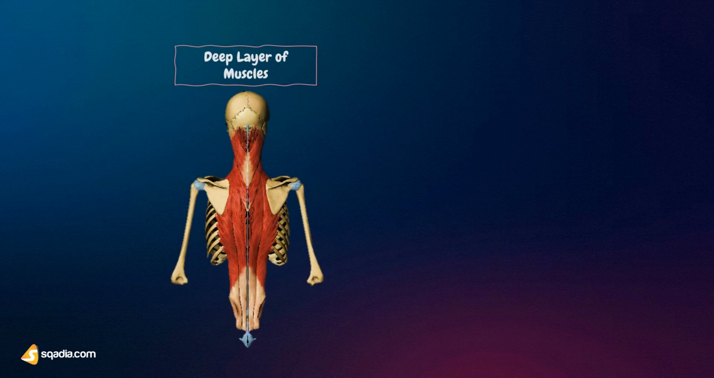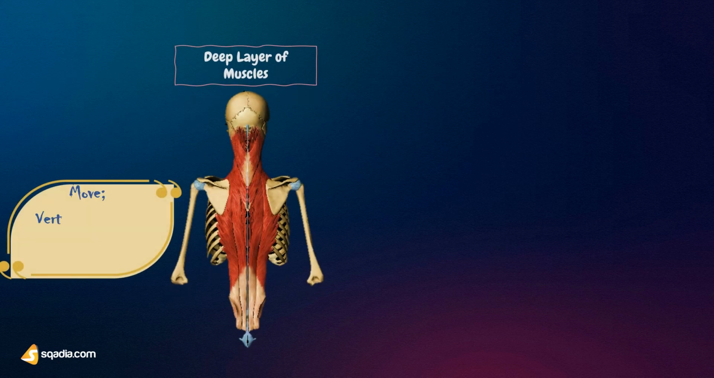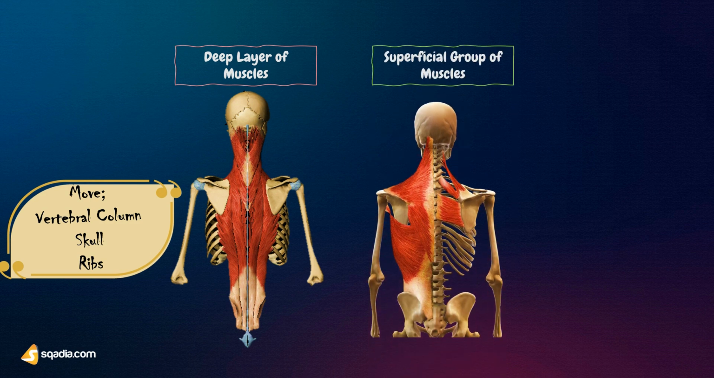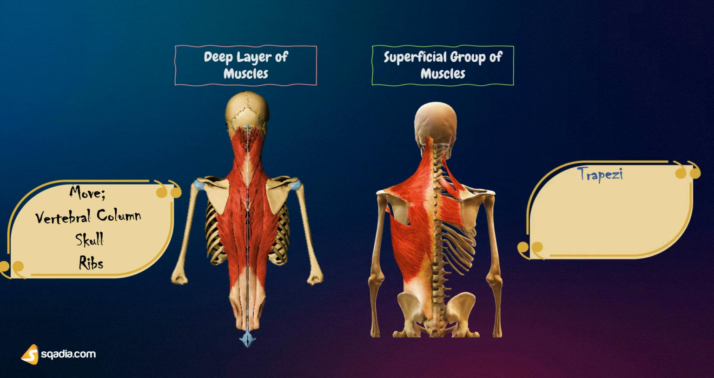In the introductory section, we mentioned that the muscles of the back are divided into groups. First, there is the deep group, which consists of several large and small muscles that move the vertebral column, ribs, and skull. These are the true muscles of the back. Then we have the superficial group, which consists of upper limb muscles named as trapezius, latissimus dorsi, rhomboids, and levator scapula. There is also a third group that we did not mention before.